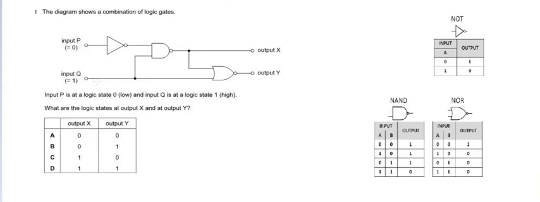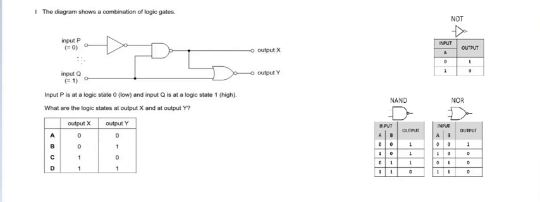Here P and Q are the inputs, X and Y are the outputs. So at input P it is 0. In the logic gates the inputs are either 0 or 1. So here 0 is the input for P, 1 is the input for Q. So inputs are given, and we need to find out what the outputs X and Y are.